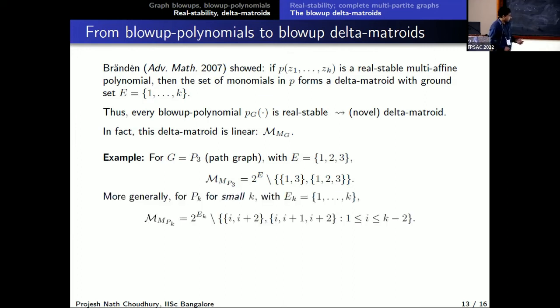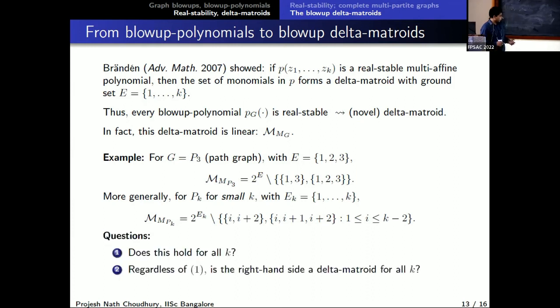Now the question is, more generally, one can verify that this inequality holds for small path graphs P_K for small values of K. Does this inequality hold for all values of K? Is this right-hand side a delta-matroid for all K?